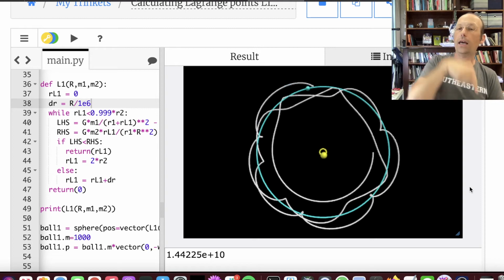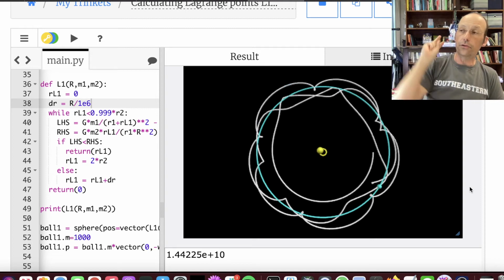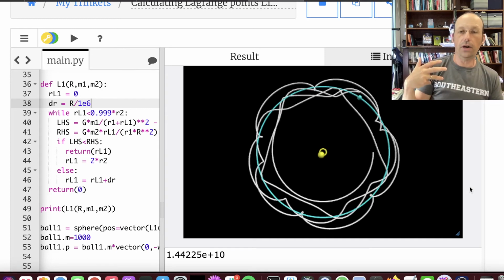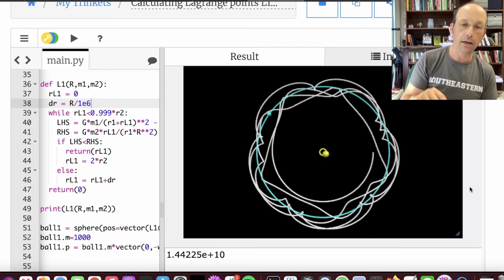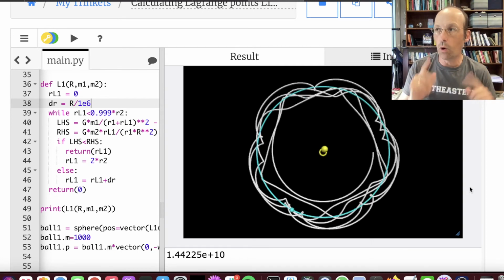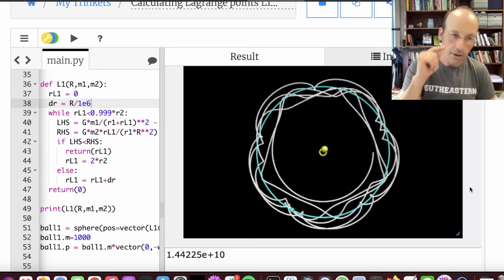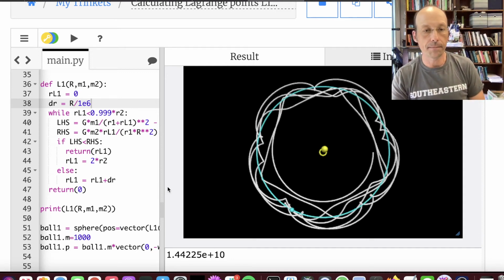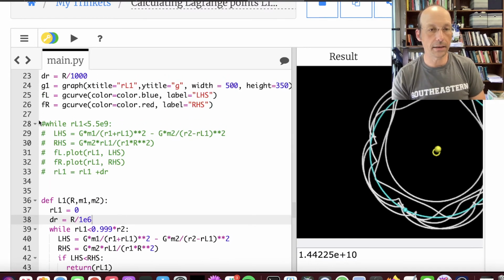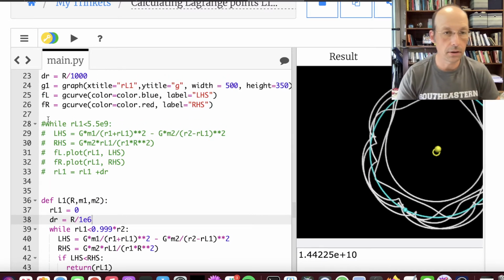I want to go ahead and calculate Lagrange point L2, and then I can make a better function for finding those. But I think things are working, right? They're just not working great. So that's that. Okay, so what do I need to do to find L2? Let's go ahead and make a plot. Let's go back up here and make a new function.